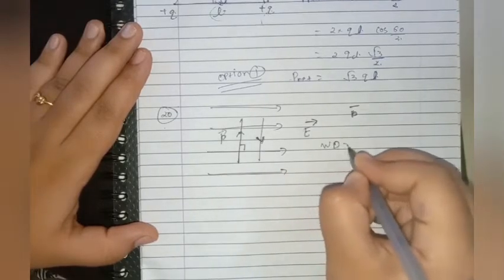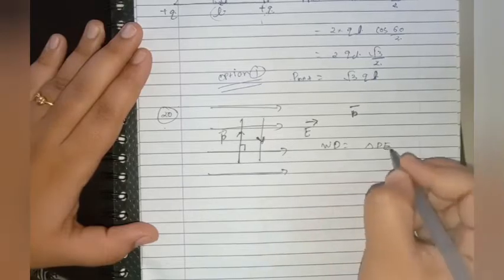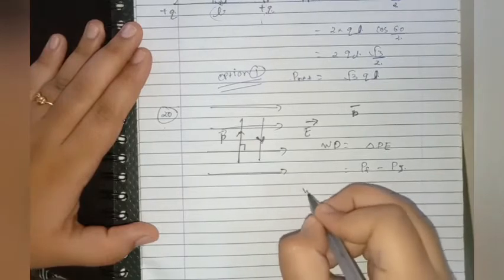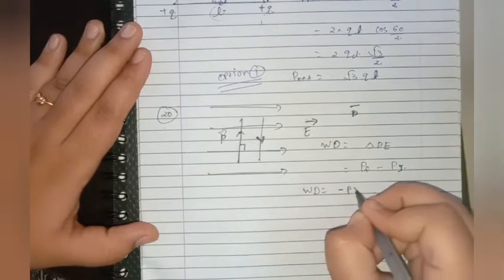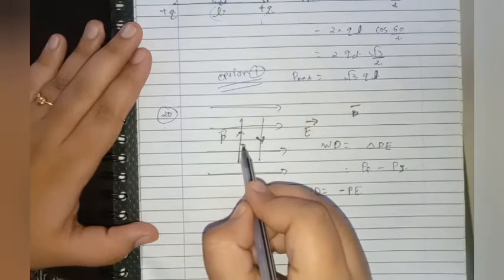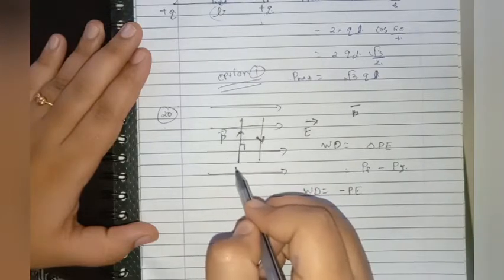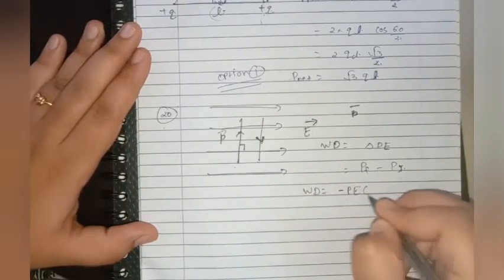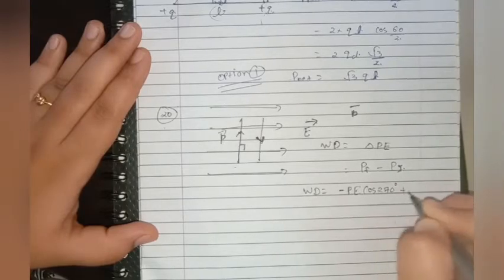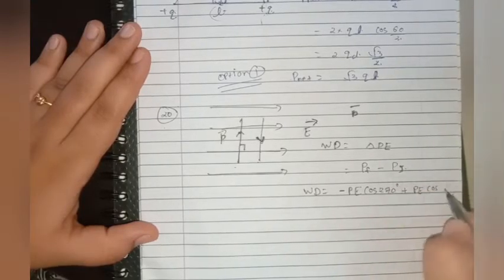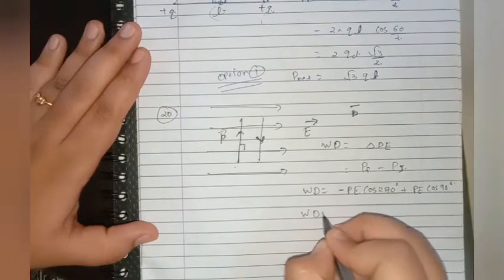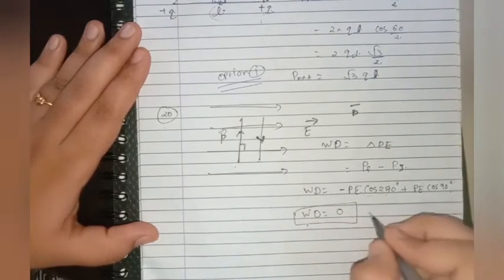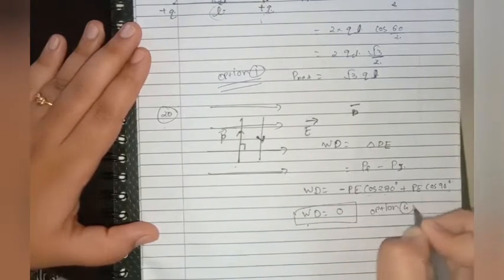The work done is equal to the change in potential energy, that is final potential energy minus initial potential energy. So work done will be minus PE cos of the final angle plus PE cos of the initial angle. Initially it was located at an angle of 90 degrees. After rotating 180 degrees, the angle with the electric field will be 270 degrees. So work done will be minus PE cos 270 degrees plus PE cos 90 degrees. Both cos 270 and cos 90 values are 0, so work done will be 0. So option 4 is the correct option.